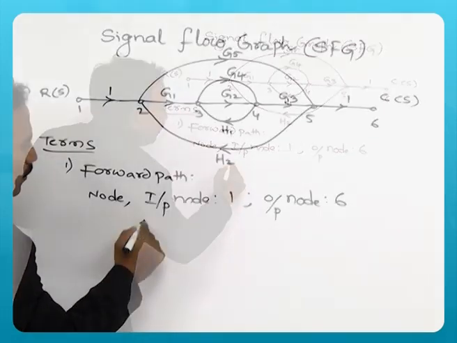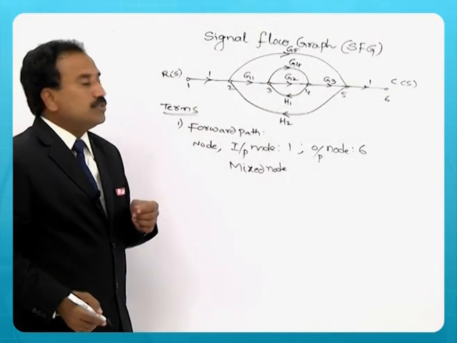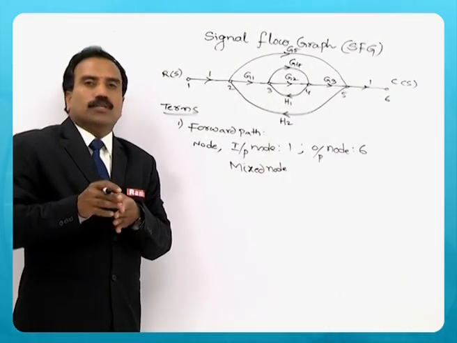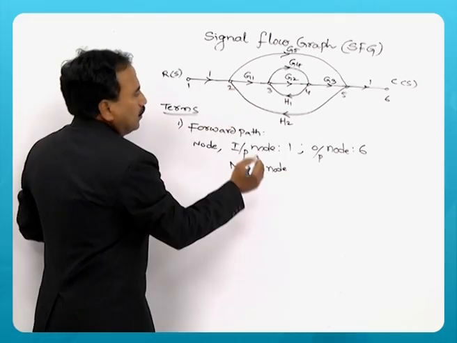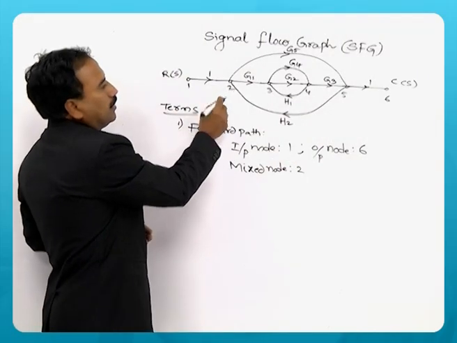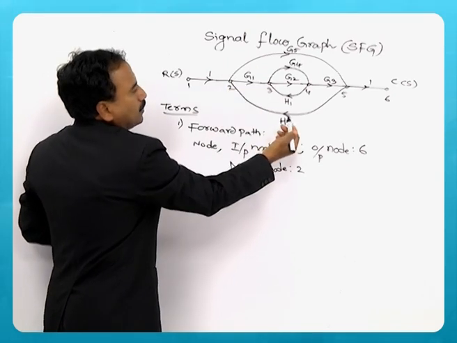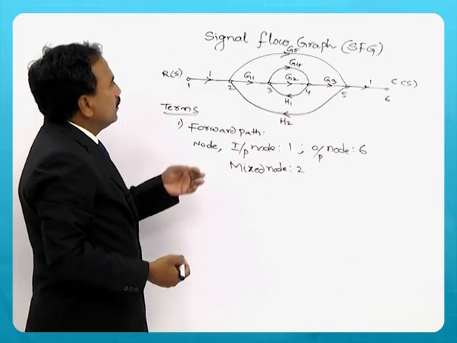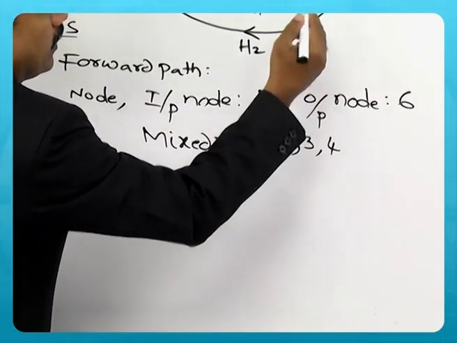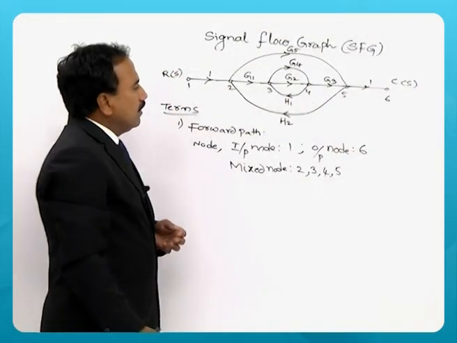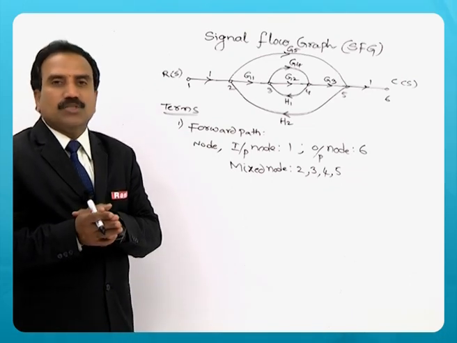Now there is another node called mixed node. Mixed node means a node which has both incoming and outgoing branches. So if you take the example of node 2, it has an incoming branch as well as outgoing branches. So 2, 3, 4, 5 also. All these are mixed nodes which have both incoming and outgoing branches.